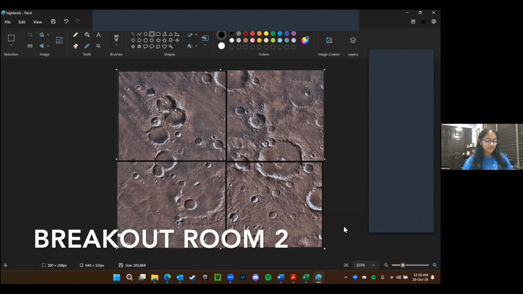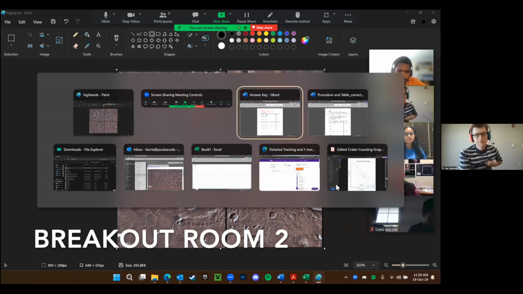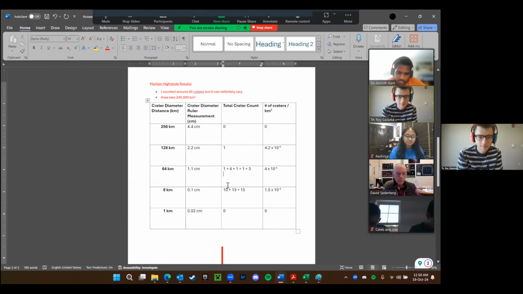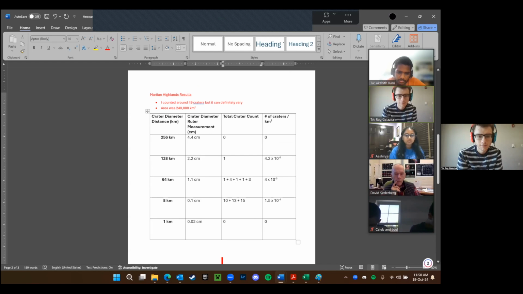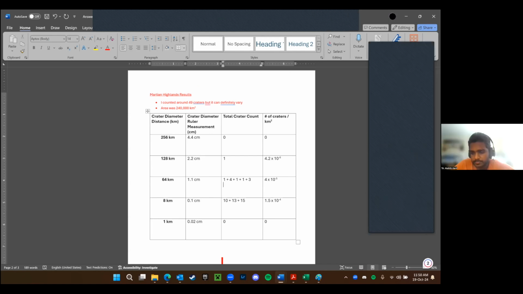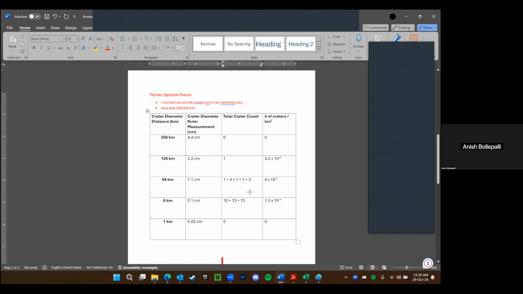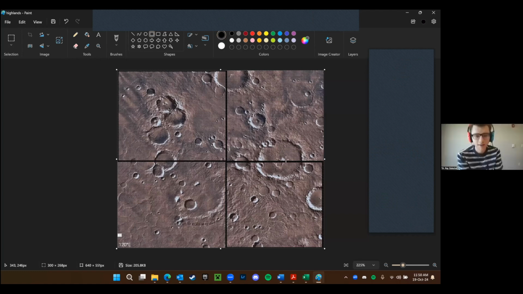I finished and I got around 211 craters. Okay. Anyone else? I got 207 craters. Okay, that's good. We're getting estimates that are within a reasonable margin of error of each other. So that's pretty good. Who wants to take the upper left quadrant of the image?